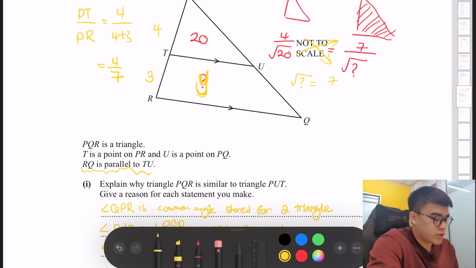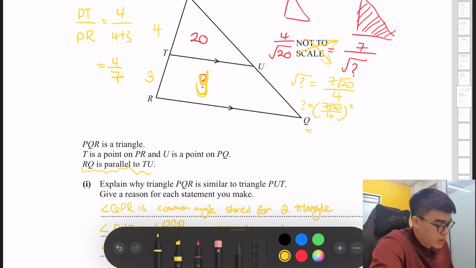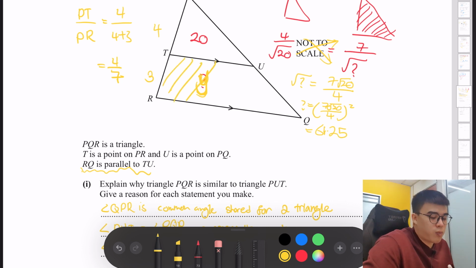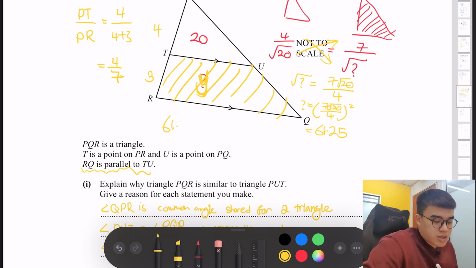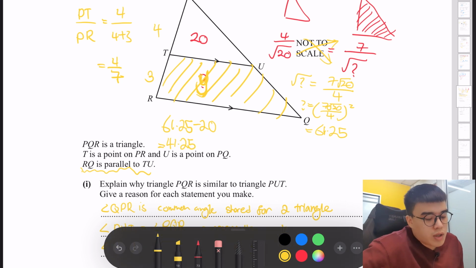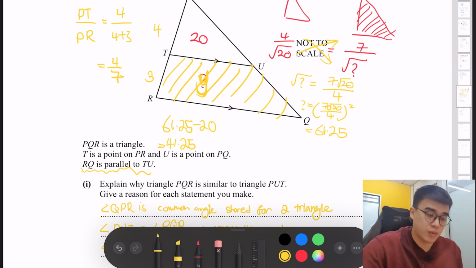Okay, unknown equals 7 square root 20 divided by 4, squared. So 7 times square root 20 divided by 4, and then square the result. You will get 61.25. And to find y alone, I'll take 61.25 minus 20, and you will get 41.25 as the quadrilateral TURQ's value.